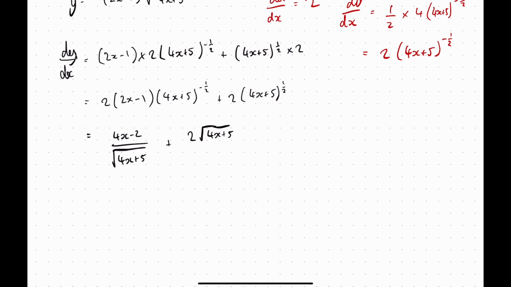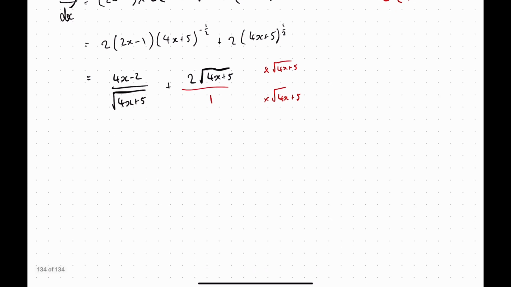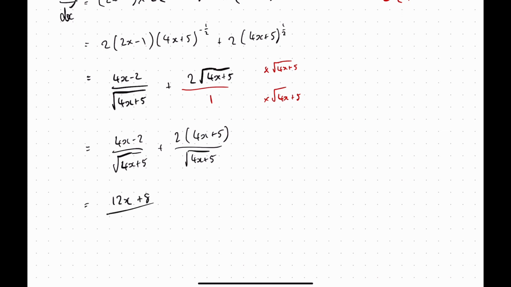Okay. To combine it as a single fraction, we're going to times both the top and bottom over here by root 4x plus 5, and treat this as over 1, which gives us 4x minus 2 over root 4x plus 5 plus 2 lots of 4x plus 5 over root 4x plus 5, which is 8x plus 4x, which is 12x. 2 times 5 is 10, minus 2 is plus 8 over root 4x plus 5. That's how they've simplified it.